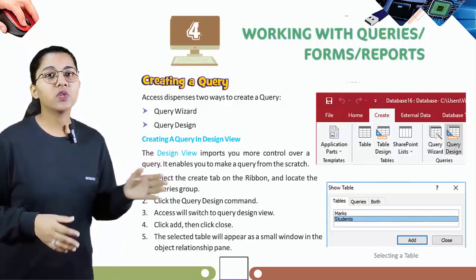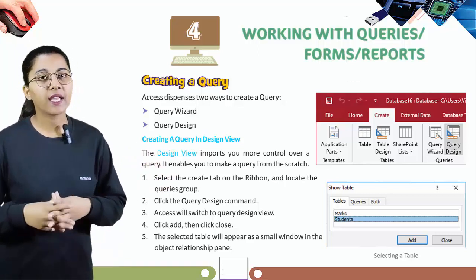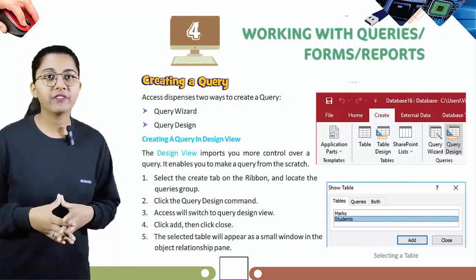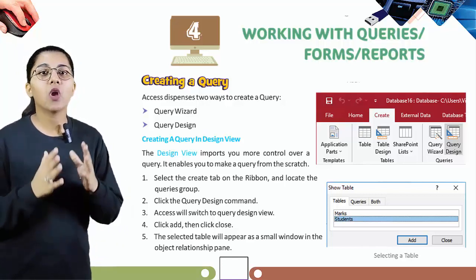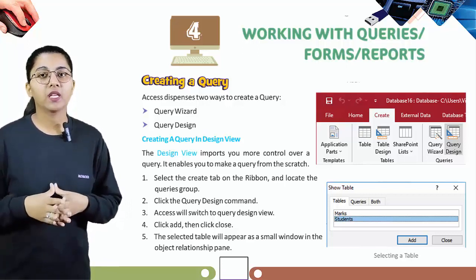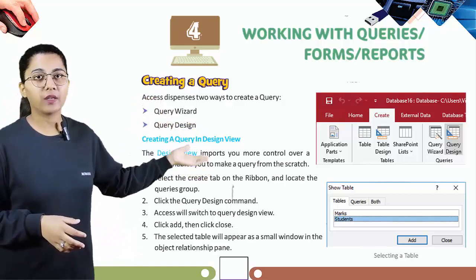Third, access will switch to query design view. Fourth, click add, then click close. Fifth, the selected table will appear as a small window in the object relationship pane. Students, here you can see the interface of selecting a table.